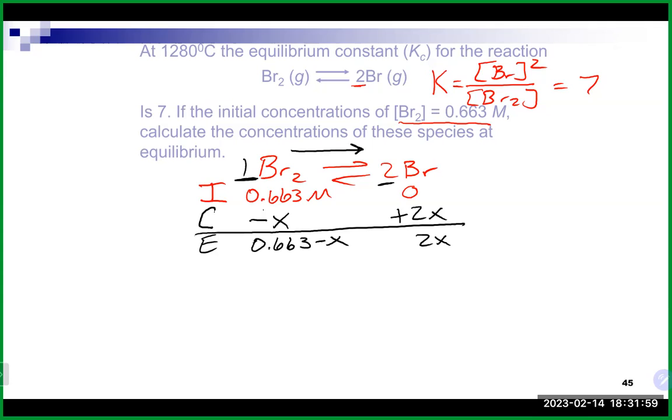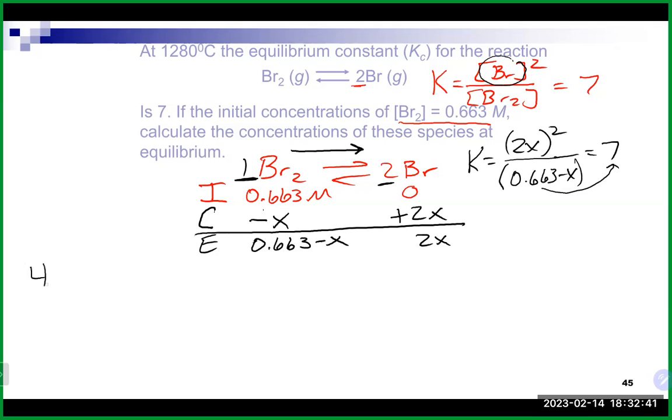All right, so now we want to solve for x. So that is where our expression comes into play. And that means we're going to take our Br, which is 2x. So our K would equal our 2x squared divided by our reactant here, which would be 0.663 minus x, is equal to 7. At this point, we do need to solve it mathematically. So we're going to multiply this to the other side. When we do that, also the top part gets squared.